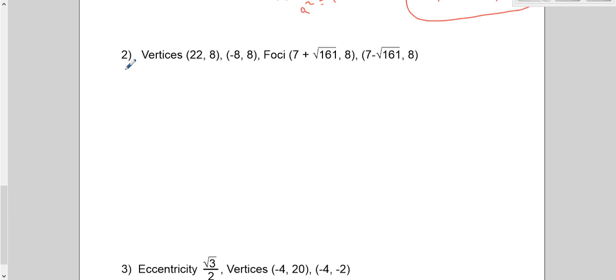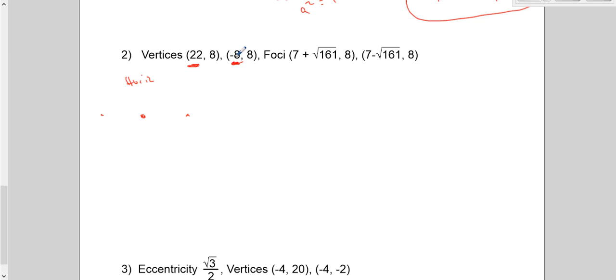Let's look at the vertices. The second equation, we have vertices at 22, 8 and negative 8, 8. And then we have foci, which is 7 plus the square root of 161 comma 8 and 7 minus the square root of 161 comma 8. And if we look at our vertices, the x value is what is changing. And remember, the vertices, if the x value is changing, that means I'm going left and right. So I have a horizontal ellipse.